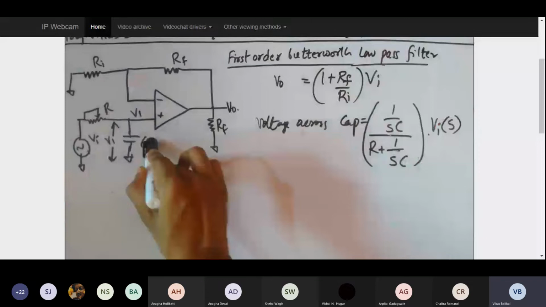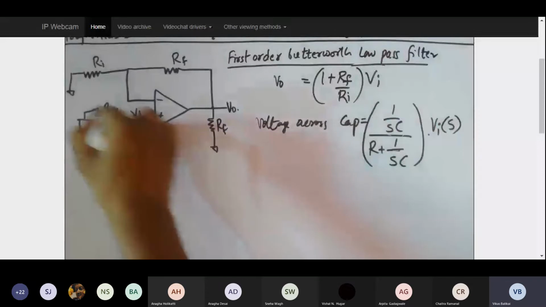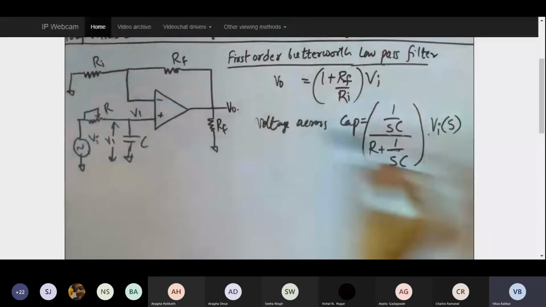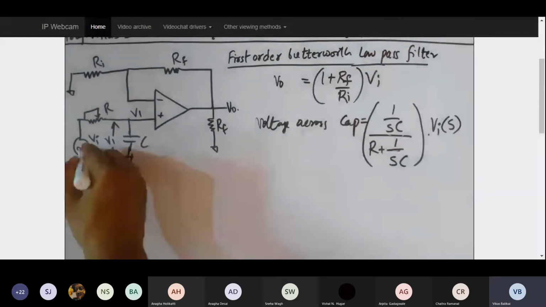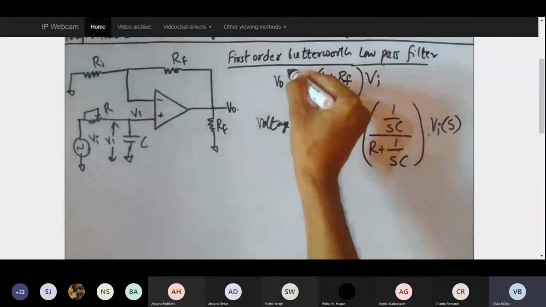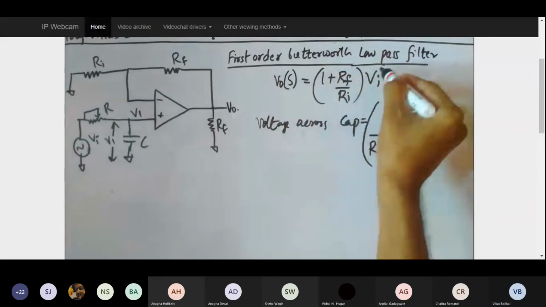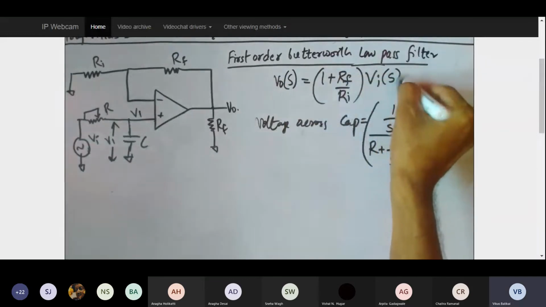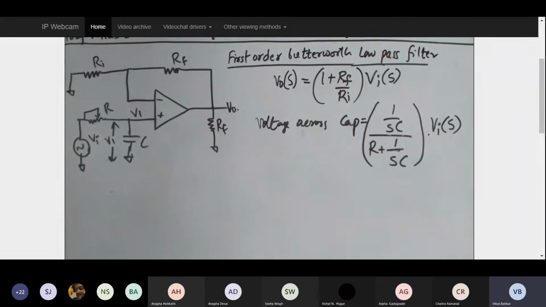Then divided by the combination of these two terms. One is R, the other is 1 by SC, multiplied by Vi of S. This is the whole input voltage. So similarly, in the above equation also, I'm going to mention the Laplace term V of S, Vi of S.